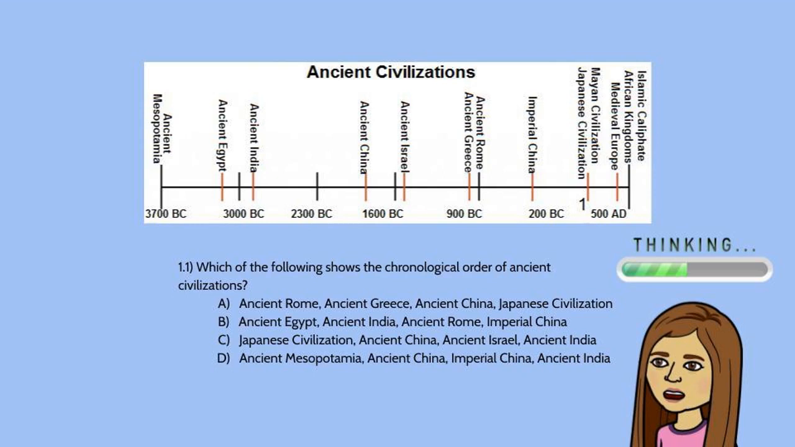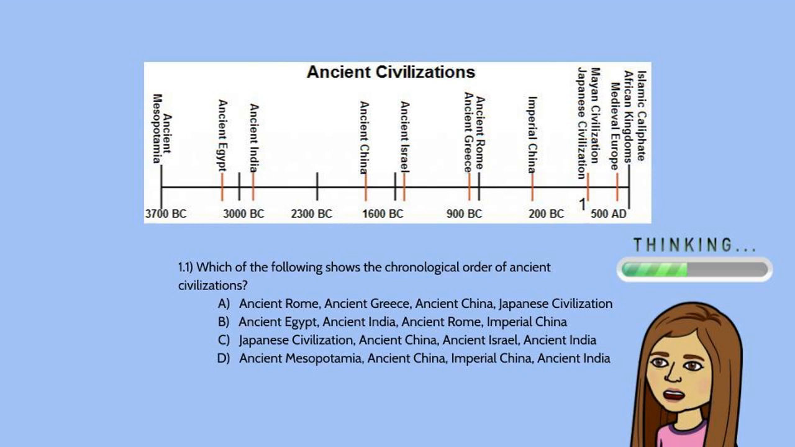So the first one obviously would be either ancient Mesopotamia, ancient Egypt, or ancient India. So looking here, ancient Mesopotamia was the first one that happened, okay? So let's see if in this order, ancient China would have been next. Okay, so far so good. Imperial China, that's all the way over here, and then ancient India. Oh, I had to go back. So no, that can't be it, because remember, it has to go from left to right. Japanese civilization was all the way over here. That cannot be a choice.